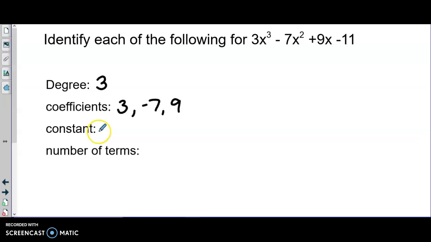All right, and then the constant is the number that's by itself without a letter. So any number that's by itself that doesn't have a letter is a constant. So in this case, it's -11.